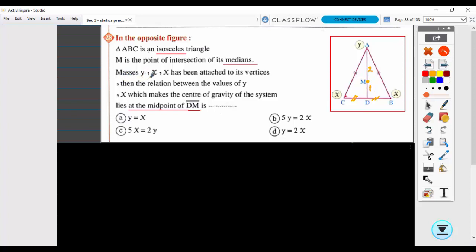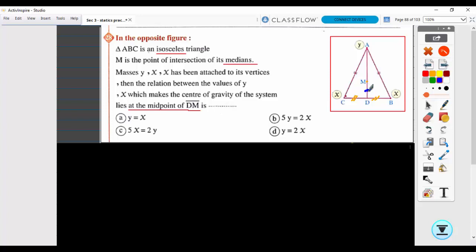Masses y, x, x have been attached to its vertices A, B, C. Then find the relation between the values of y and x, which makes the center of gravity of the system lie at the midpoint of DM.